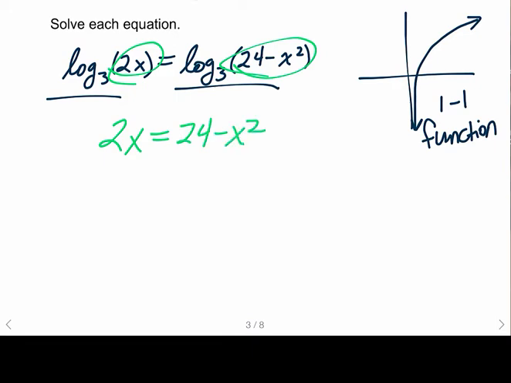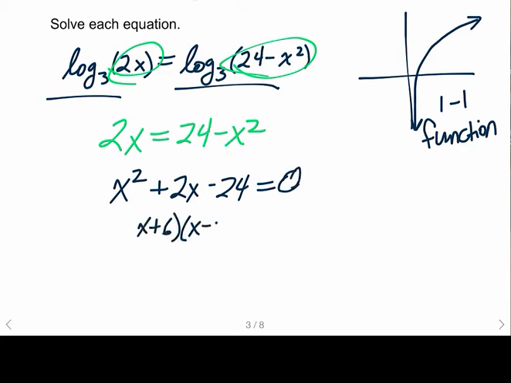This is a run-of-the-mill quadratic equation. Getting everything on the same side and setting the equation equal to 0, we get x squared plus 2x minus 24 is equal to 0. And so (x plus 6)(x minus 4) is equal to 0. And so x is equal to 4 or negative 6.